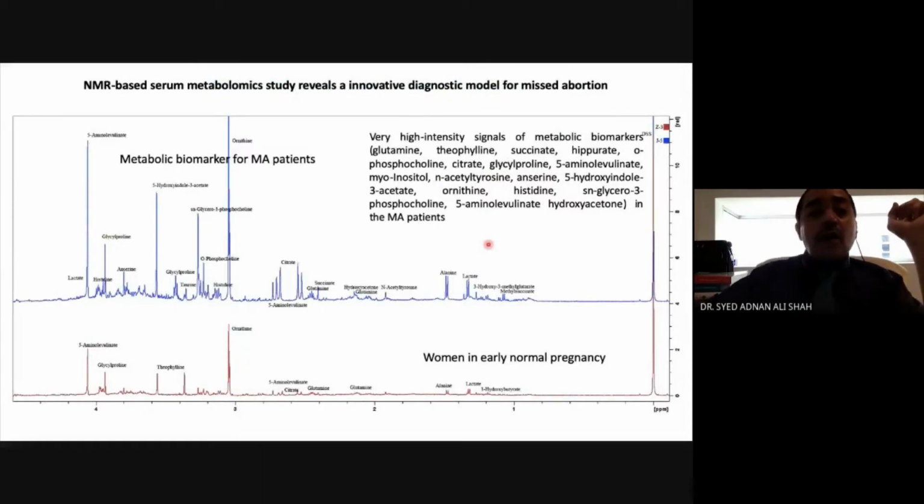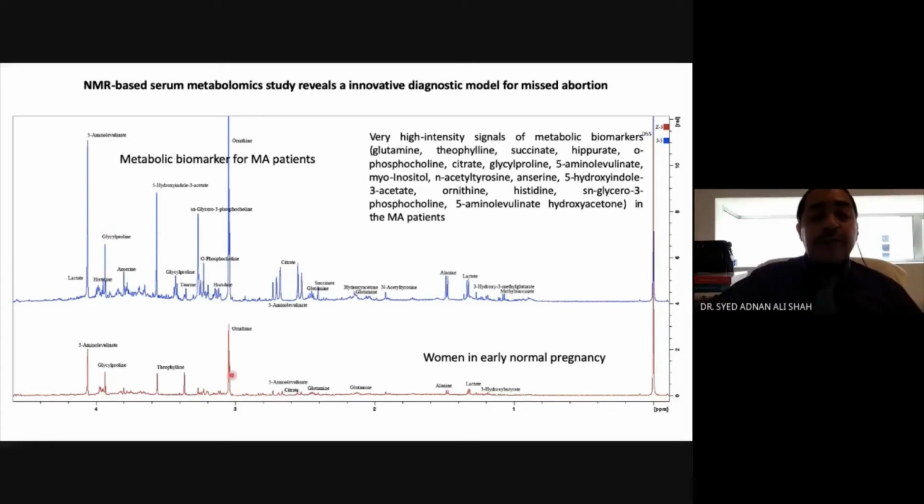So this is also one example, a case study of a woman in early normal pregnancy as compared to missed abortion. So they have found that in missed abortion, a lot of amino acids are produced as compared to the proton NMR profile of the early normal pregnancy. So there are very high intensities of these metabolic profiles.